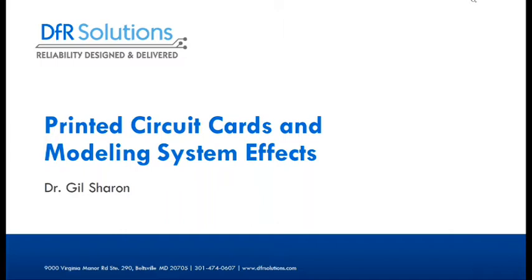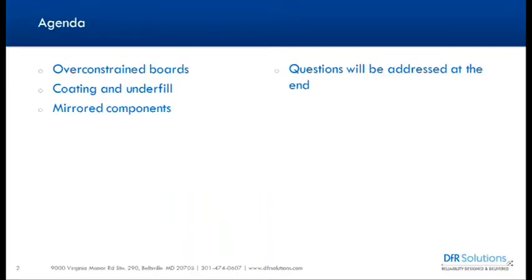Today, as Adita said previously, we're going to talk about some system-level effects and how to model them in printed circuit cards. We'll talk about overconstrained boards, which is a type of system-level effect. We'll talk about coatings and underfills, conformal coating used as underfills in general, and we'll talk about mirrored components a little bit.